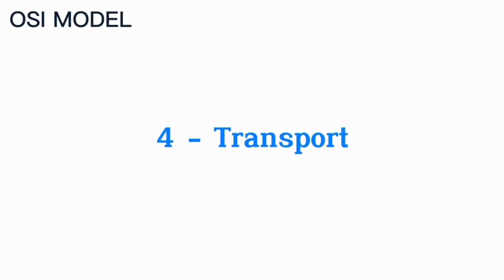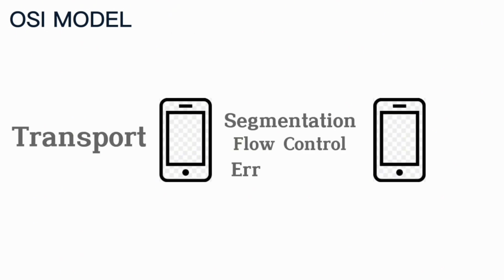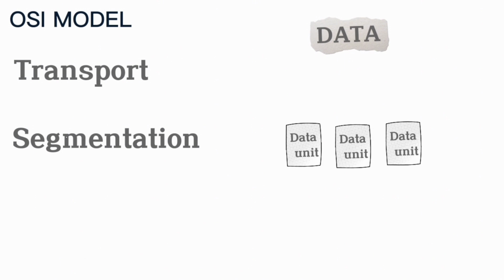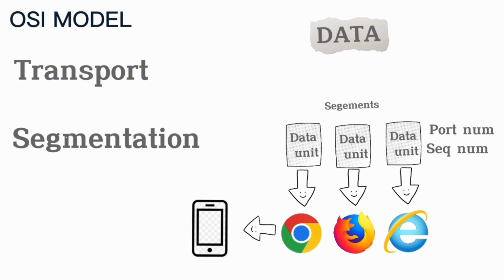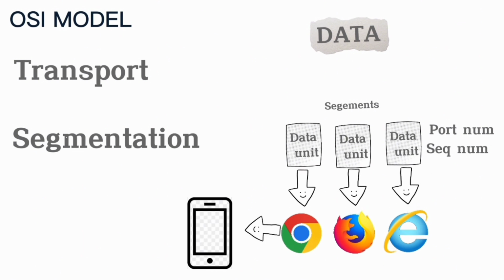Layer 4 of the OSI model is the transport layer. This controls the reliability of communication through segmentation, flow control, and error control. In segmentation, data received from the session layer is divided into small data units called segments, each segment containing a port number and sequence number. Port numbers help to direct each segment to the correct application, while sequence numbers help to arrange the segments in the correct order to form a correct message for the receiver.